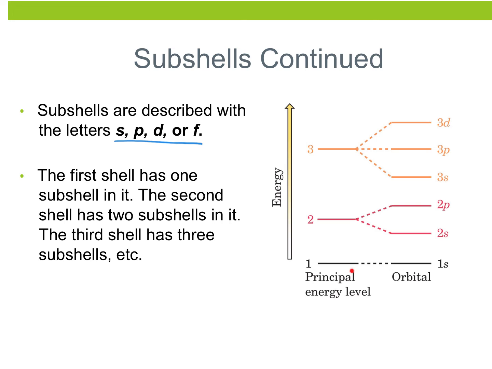The diagram to the right shows the relationship between the shell number and the subshell. The first shell only has 1 subshell, which is the letter S. The second shell has 2 subshells: the S-shaped electron cloud and the P-shaped electron clouds. The third level has 3 subshells: the S, the P, and the D. If I were to keep going to the 4th energy level, how many subshells do you think it has? 4. It would have the S, the P, the D, and the F.